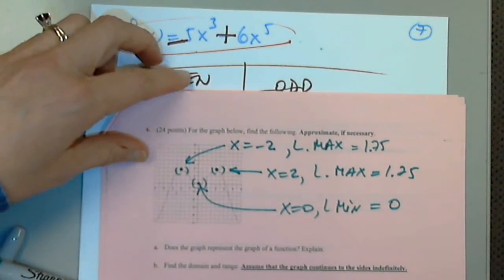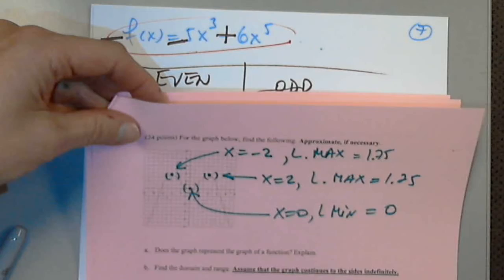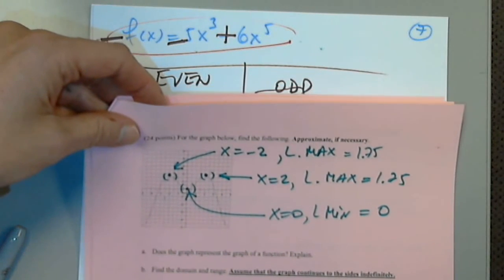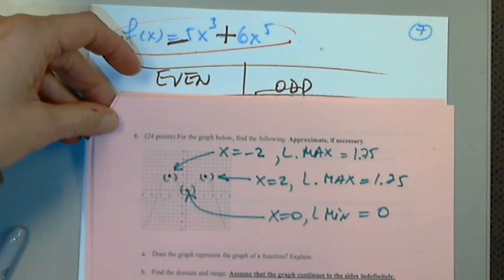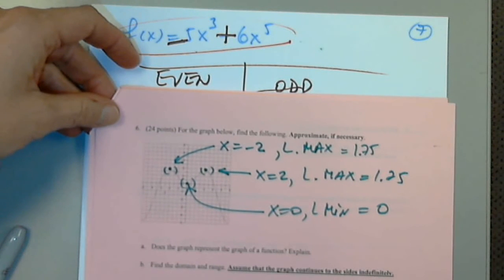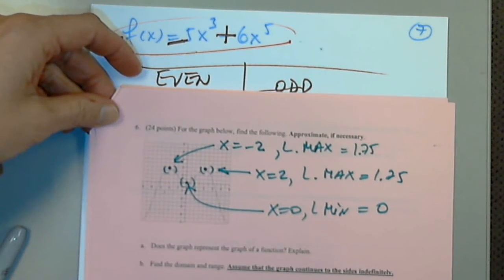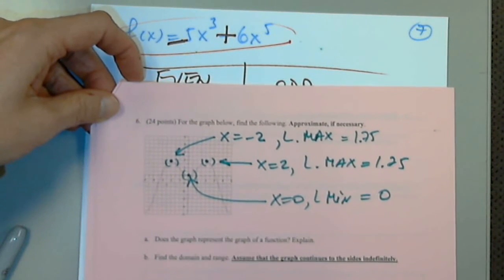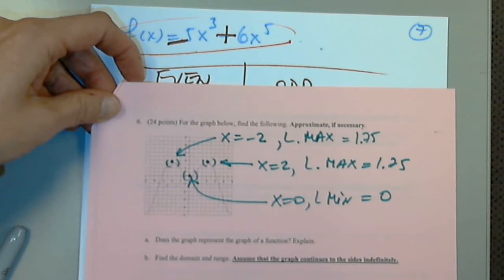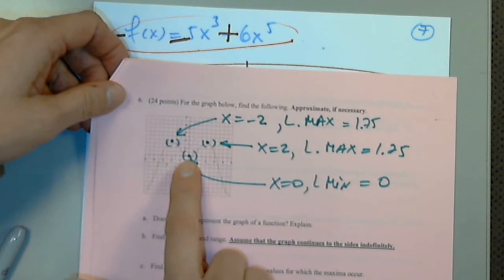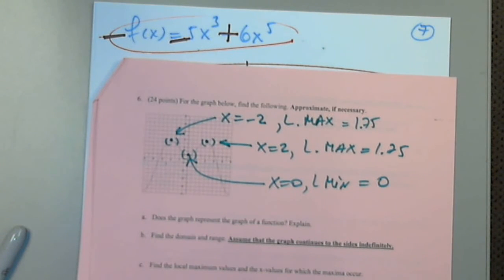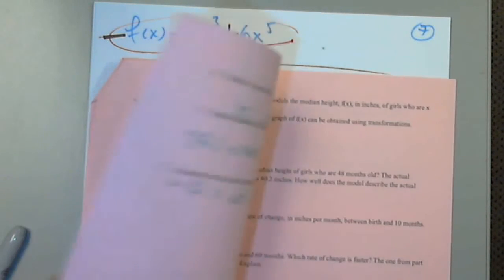Anything else from this form? So the local maximum value I put at -2 was 1.5, and the local minimum was at x equals 0, 0. So remember, for a local minimum, I have to show the open interval where all the other values are bigger. Right. Gotcha. Anything else from this form?